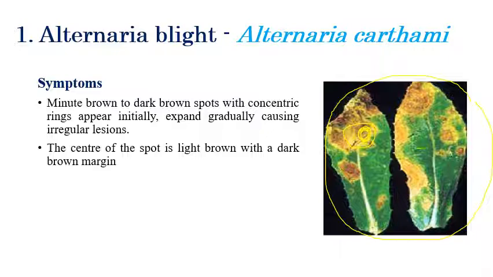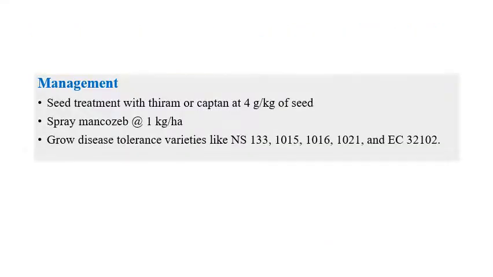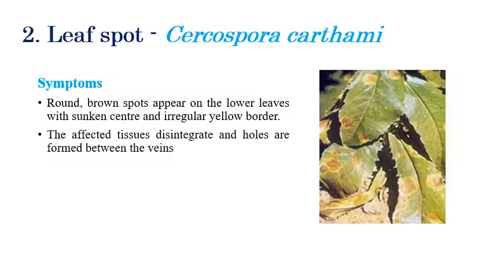Especially concentric rings along with the yellow margin is a characteristic symptom of Alternaria blight, which is caused by Alternaria carthami. Coming to management aspects, seed treatment with Thiram or Captan at the rate of 4 gram per kilogram of seeds, as well as spraying mancozeb at the rate of 1 kilogram per hectare can be recommended. Some disease tolerant varieties are available, that is NS 133, 1015, 1016, 1021 and EC 3210, which are the recommended tolerant varieties.